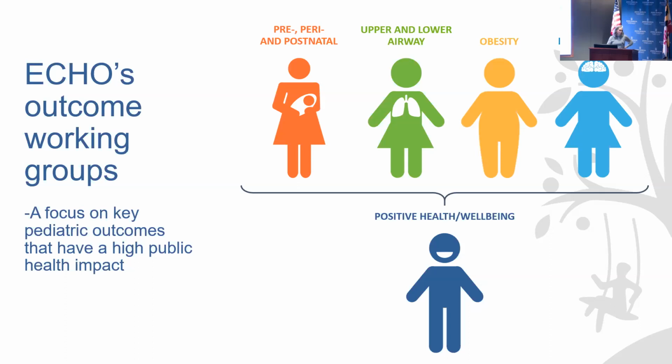For organizational purposes, we group our interests into 5 main outcome working groups. We have pre-, peri-, and postnatal factors. That's looking at preterm birth, low birth weight, birth defects. We have upper and lower airways, which is respiratory infections and asthma. We have obesity, overweight, how children grow, as well as various metabolic disorders. We have neurodevelopment, which includes autism spectrum disorder, ADHD, cognitive development, executive functioning. But we're also interested in children's positive health and well-being, recognizing that children may have a chronic disease, but what resiliency factors can help increase life satisfaction and meaning and purpose.